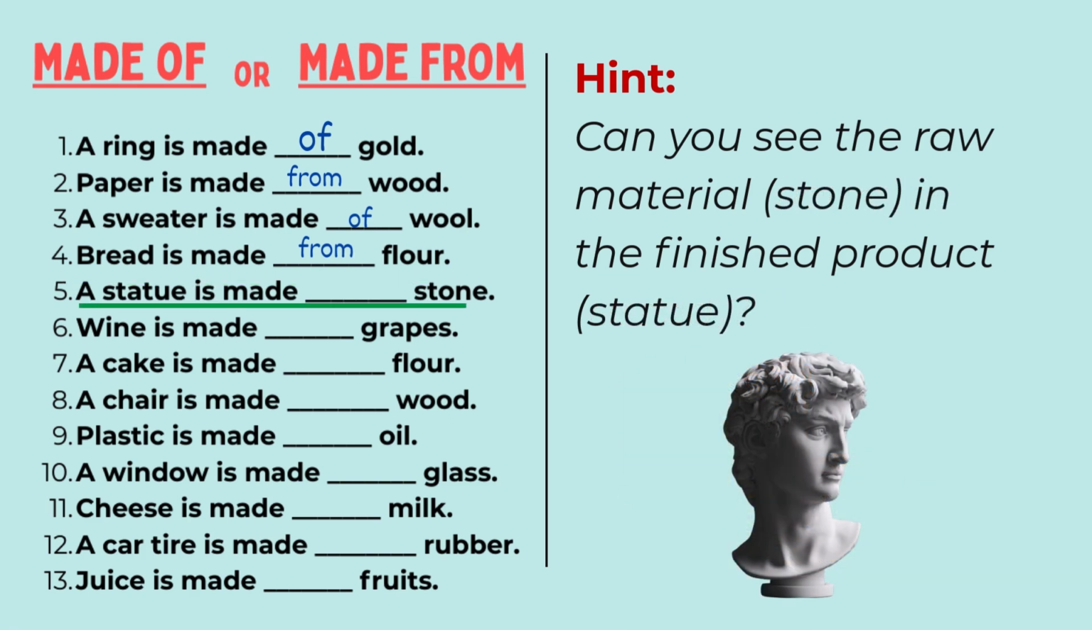A statue is made of stone. The stone is completely shaped, but not changed. The material is still clearly stone and visually present. You can see the properties of the stone itself in the finished product. So this would be of. A statue is made of stone.